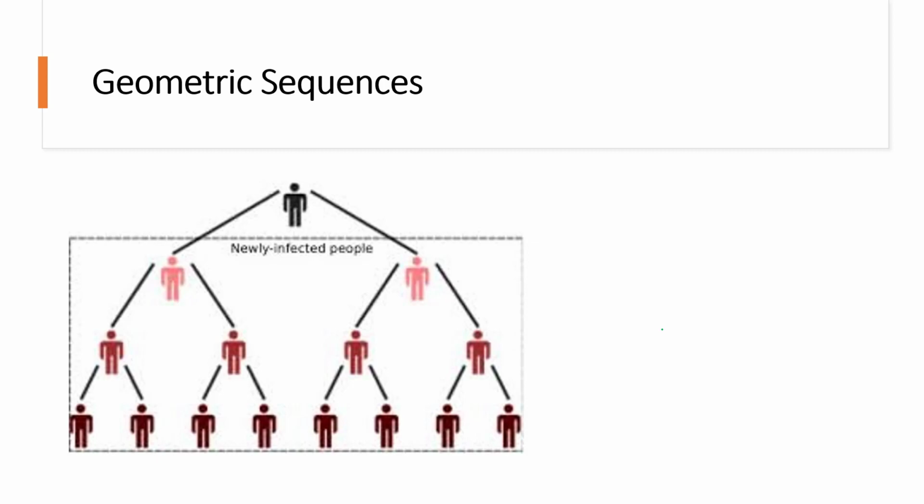Today's focus is on geometric sequences. Now, notice that we have one individual who gets around 2 individuals who each get around 2 individuals who each get around 2 individuals. Collectively, we have 1 individual that becomes 2 individuals, that becomes 4 individuals, that becomes 8 individuals. And what we can tell is that as we work our way down the chain, we're multiplying each value by 2.